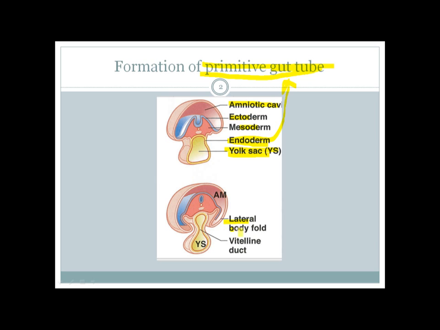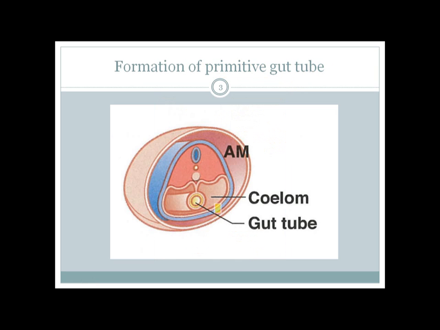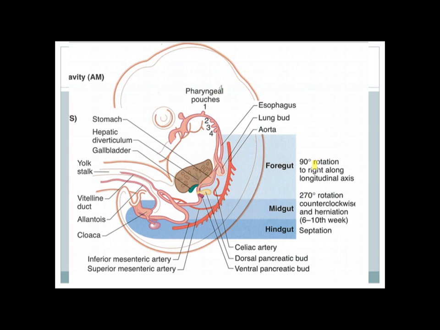So here you can see the lateral body fold, which will actually press on the yolk sac and will ultimately form the gut tube. So it's in the process of formation of the gut tube, and still the yolk sac is connected to the future gut tube by something called a Vitelline duct. Okay, so here you have the fully formed gut tube, which is actually surrounded by a cavity which is called coelomic cavity, and later it will be called a peritoneal cavity.